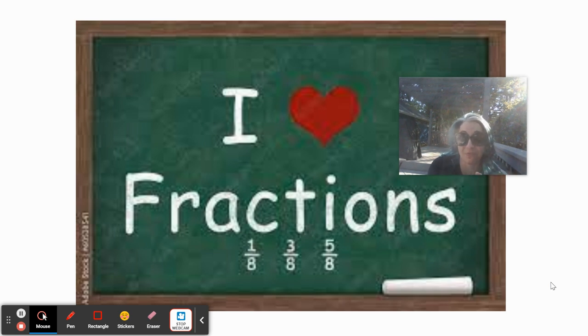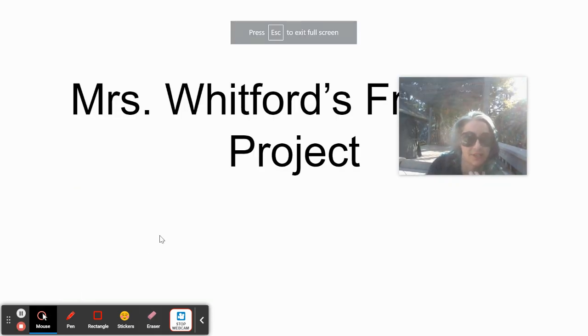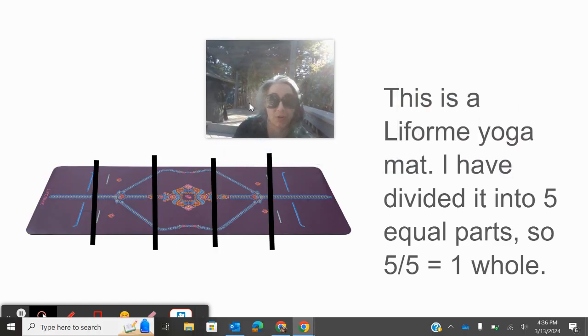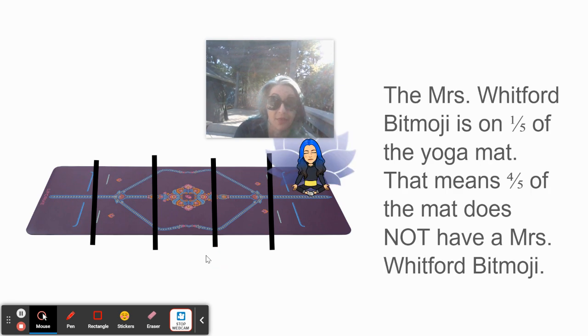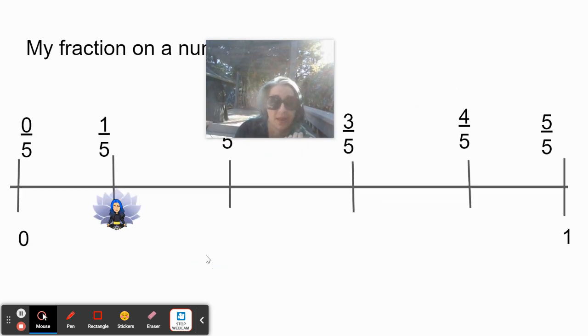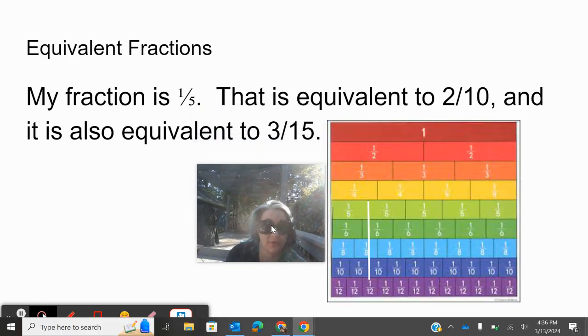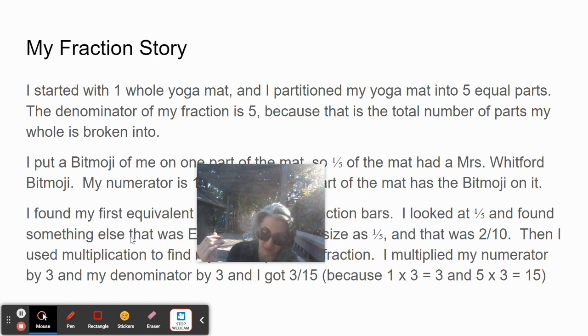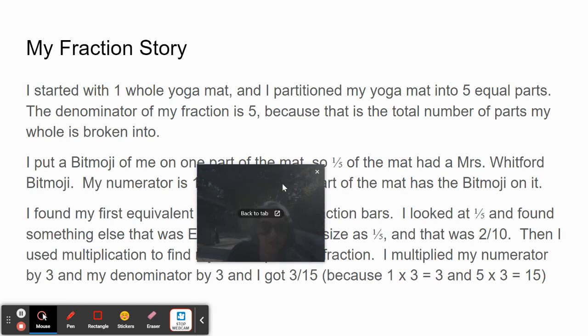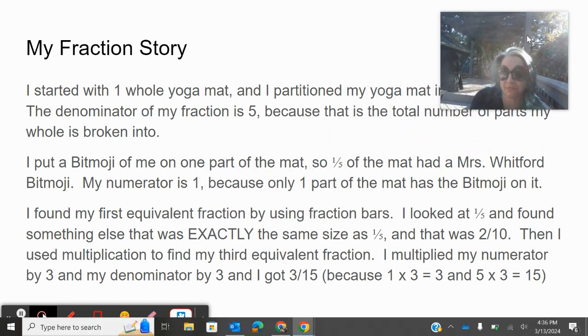So that's your fraction project. Those are the different things that you should have in your fraction project. Okay, just wanted to go back over and show the different parts of my fraction project. So you should have your 1 whole, like show what your 1 whole is and how you've divided it up. Then one fraction that you're talking about. For me, it was 1/5. Then show that fraction on a number line. Show an equivalent fraction, and then explain all of the different things that you did to create your fraction project. That's basically it.